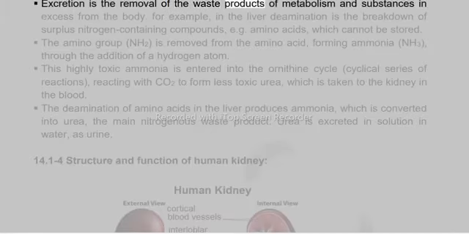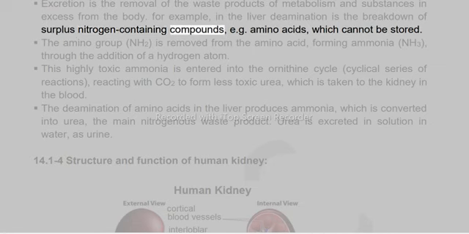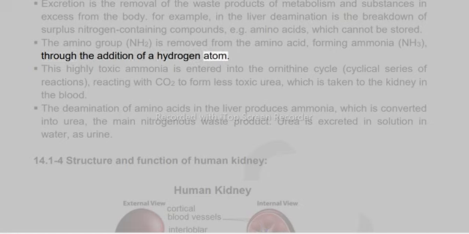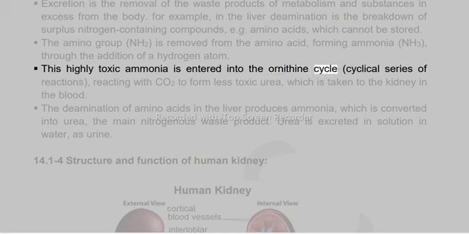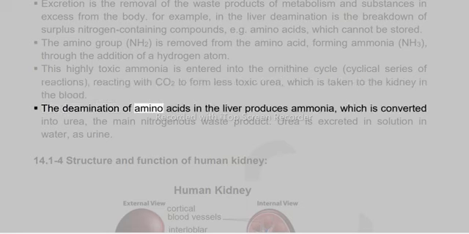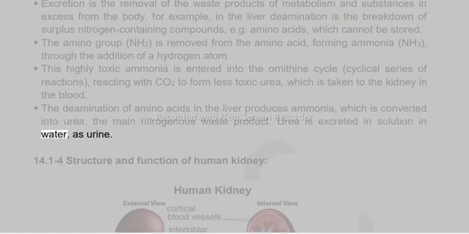Excretion is the removal of the waste products of metabolism and substances in excess from the body. For example, in the liver, deamination is the breakdown of surplus nitrogen-containing compounds, e.g. amino acids, which cannot be stored. The amino group, NH2, is removed from the amino acid, forming ammonia, NH3, through the addition of a hydrogen atom. This highly toxic ammonia enters the ornithine cyclical series of reactions, reacting with CO2 to form less toxic urea, which is taken to the kidney in the blood. The deamination of amino acids in the liver produces ammonia, which is converted into urea, the main nitrogenous waste product. Urea is excreted in solution in water, as urine.